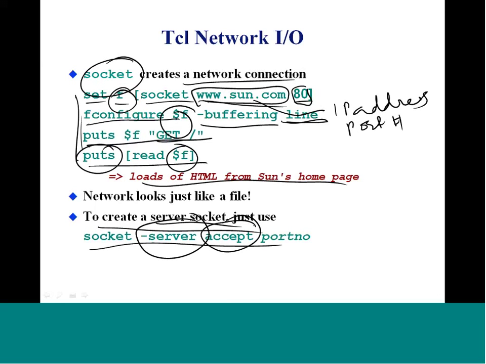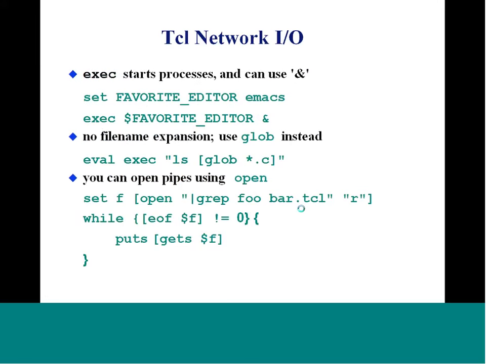Now, for the server, the socket is socket minus server accept, and then which port number you want to open this socket on, which you can specify as 80. Again, we talked about this in the unit lecture. The entire network just looks like a large file, so that's why you can work with these kinds of things.